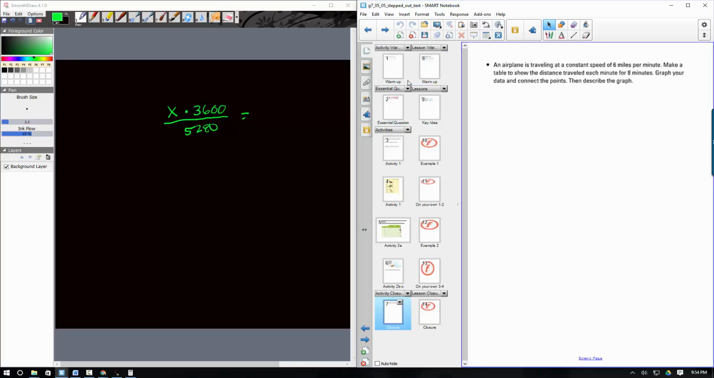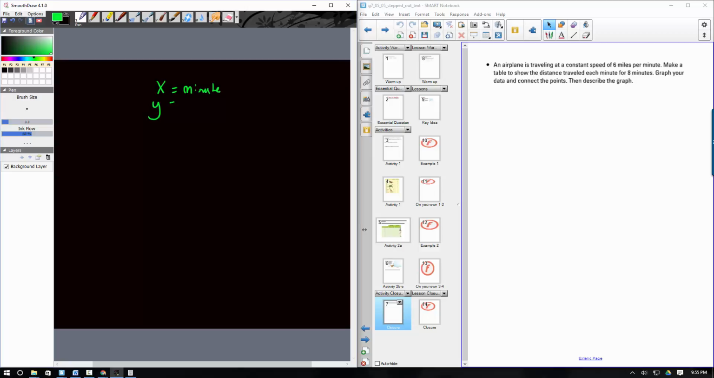This one here says that an airplane is traveling at a constant speed of 6 miles per minute. Make a table to show the distance traveled each minute for 8 minutes. All right, so if we do this, we'll say my x is equal to minutes, and y equals miles. So I'm just going to go through here and make a table. I'll say x and y.